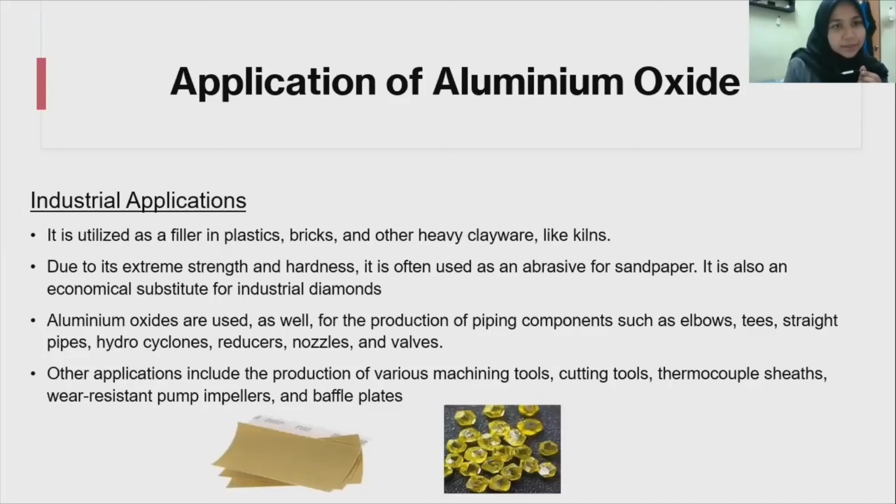Aluminum oxide is utilized as a filler in plastics, bricks, and other heavy clayware like kilns. Due to its extreme strength and hardness, aluminum oxide is often used as an abrasive for sandpaper and also an economical substitute for industrial diamonds. Aluminum oxides are used as well for the production of piping components such as elbows, teeth, straight pipes, cyclones, reducers, nozzles, and valves.